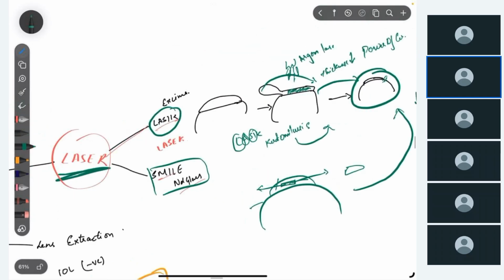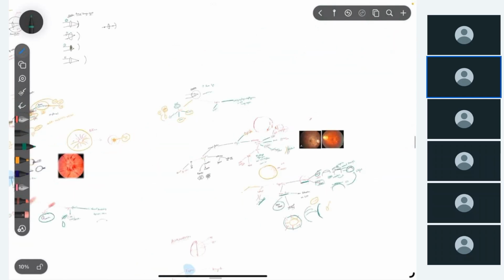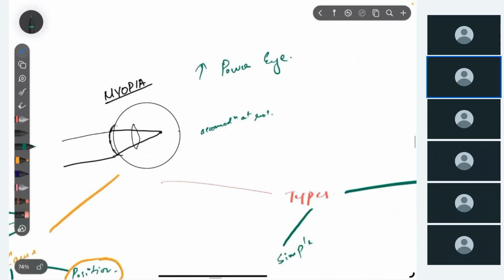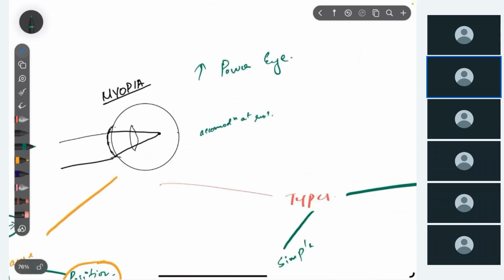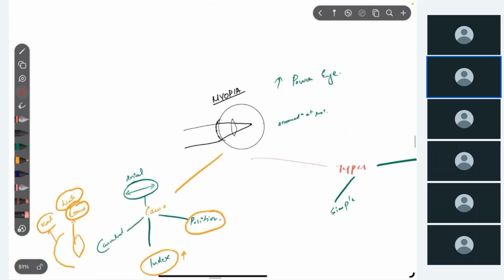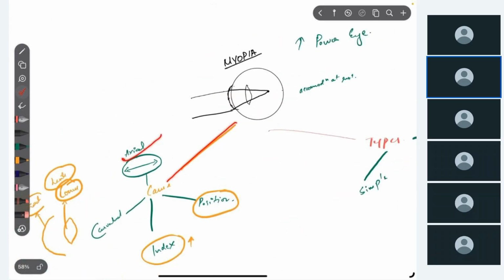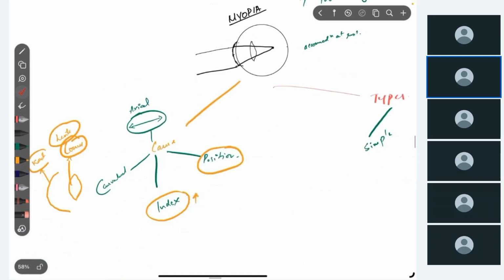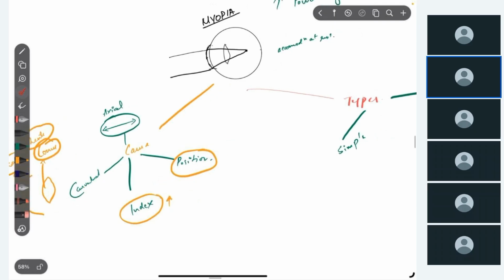So in brief, if I summarize everything again, myopia is a problem where there is increased power of the eye. How can the power of the eye increase? If you increase the axial length, the power of the eye is increased. Curvature increase, index increase, or the lens position moved anteriorly, anterior displacement. All these are the causes for myopia.